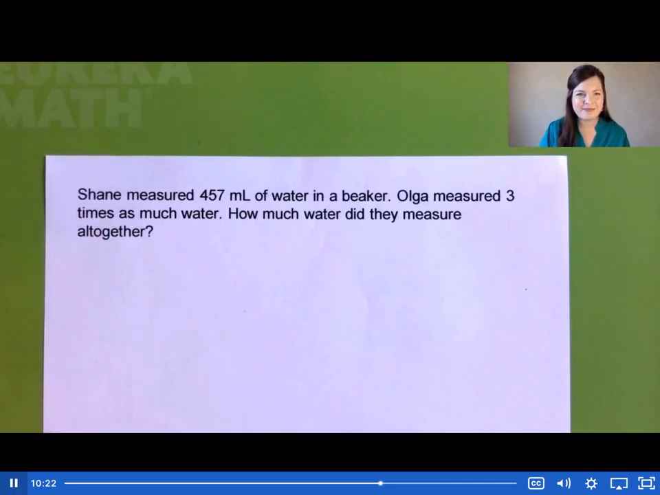Ready? Read. Shane measured 457 milliliters of water in a beaker. Olga measured 3 times as much water. How much water did they measure altogether? Now pause the video and draw a tape diagram to represent the problem. Don't solve it yet, just draw that tape diagram and then come back and we'll compare our drawings.